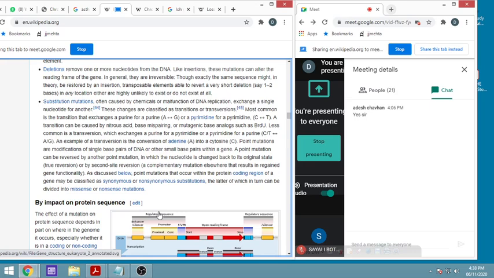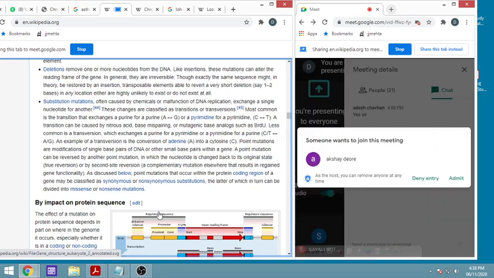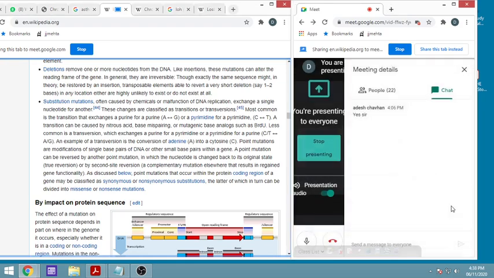It can be caused by nitrous oxide. It can be caused by other chemicals, and it causes base mispairing or mutagenic base analogs, like we have seen, BrdU, that is a bromo-deoxyuridine derivative. And less common is a transversion, which exchanges a purine with a pyrimidine.